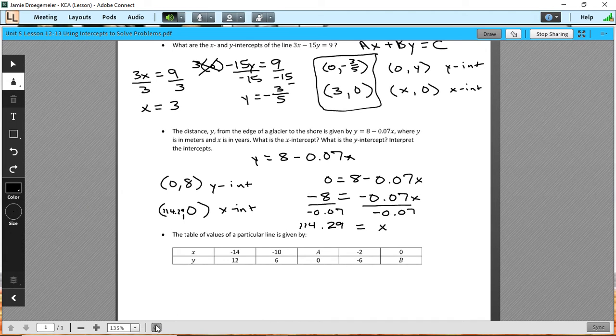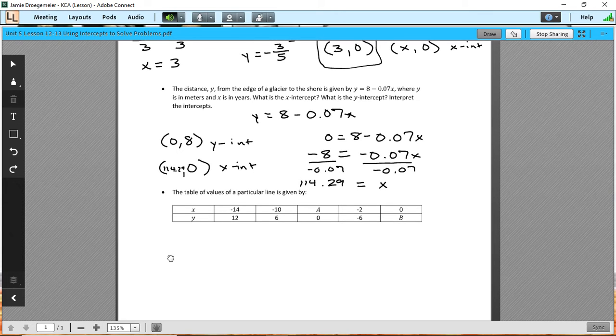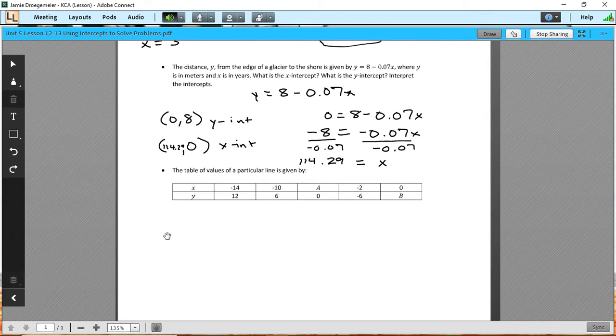And it says that this table of values represents a line, and we have x values and y values, and we have a few unknowns. And we want to identify what those unknowns are. If you notice here, when y is 0, we need to find what x is. So that's going to be our x-intercept. When x is 0, we need to find what y is. That's going to be our y-intercept.